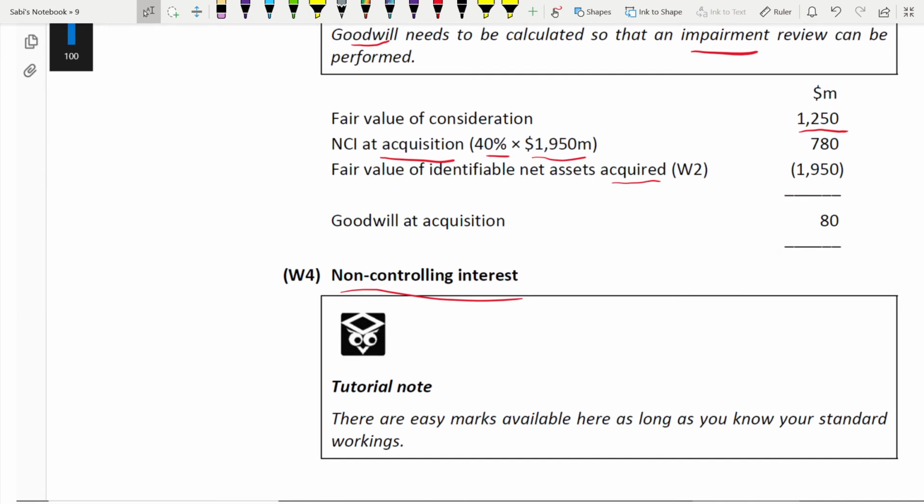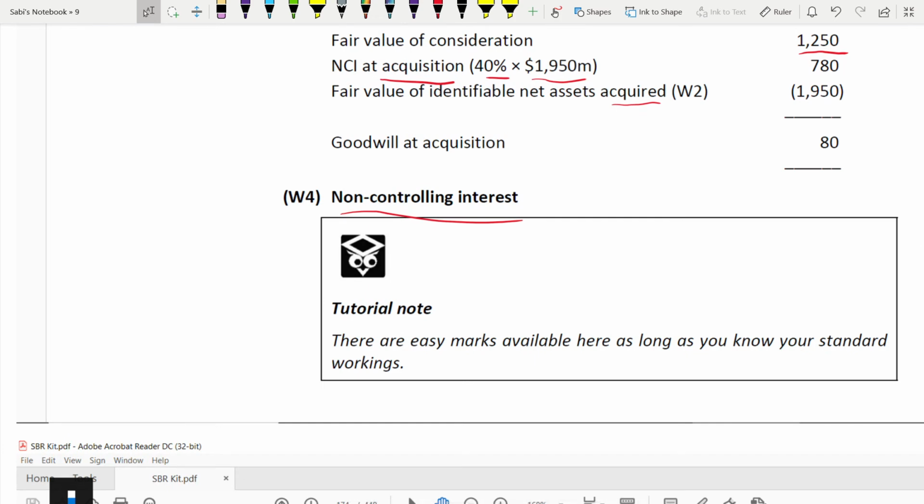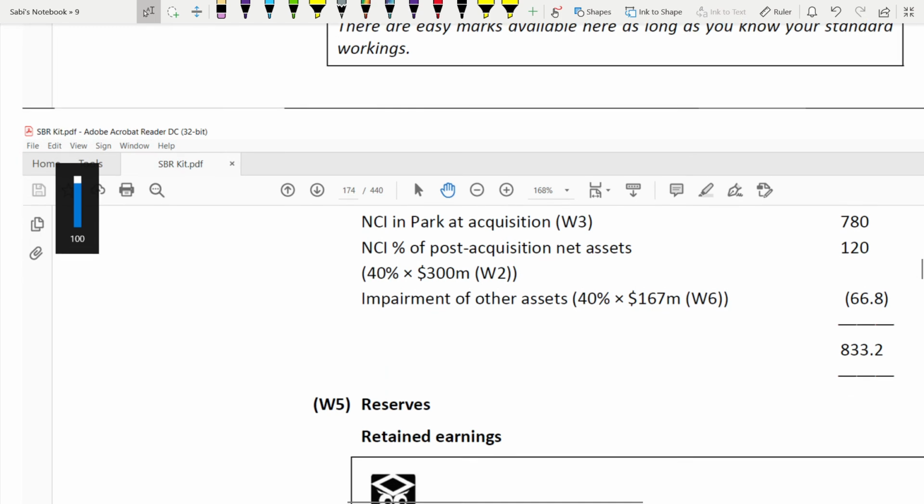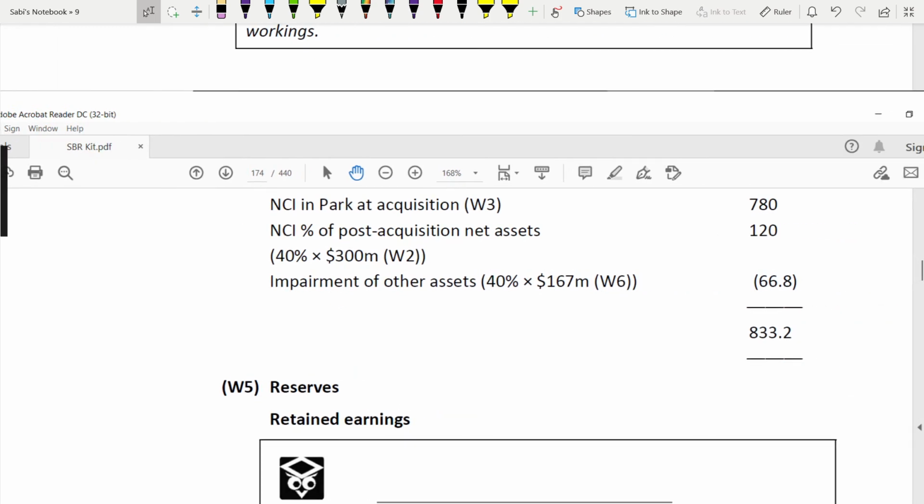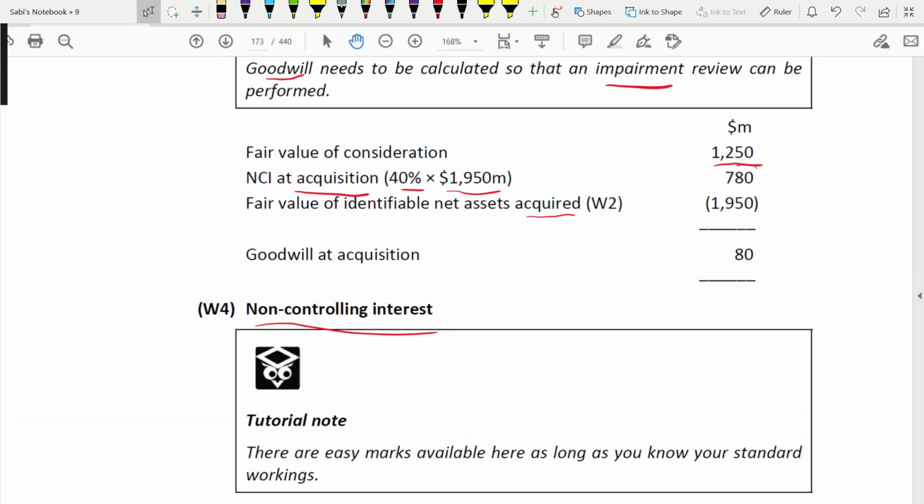So there are easy marks available here as long as you know your standard working. When you know your standard working, what needs to be added, what needs to be deducted, you will get the marks. These are easy marks. So NCI at acquisition, again at acquisition. This is post acquisition. This is impairment. So NCI at acquisition is done in working 3, 780. When we calculated goodwill, we calculated NCI, this 780. You start with that.